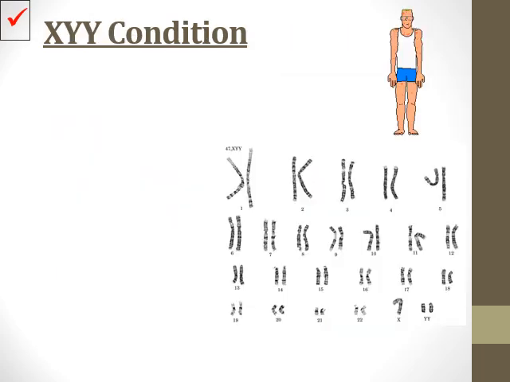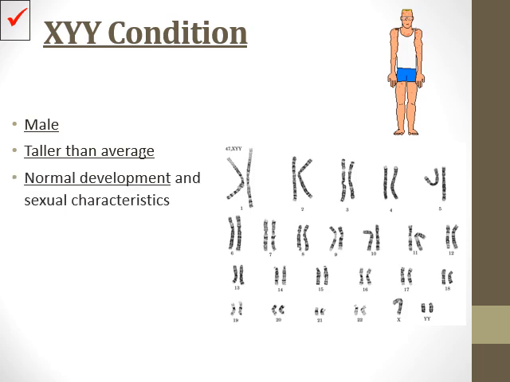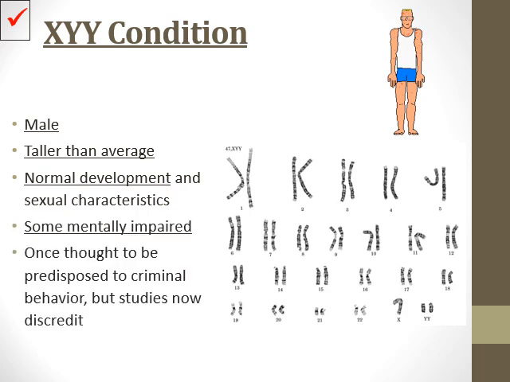The next condition is known as XYY. These only affect males. This results in males that are a bit taller than average, and normally occurs from non-disjunction in the father. So instead of getting 1 Y chromosome, they get 2. These individuals normally have a traditional development, with no notable things to add here. They can be somewhat mentally impaired at times.